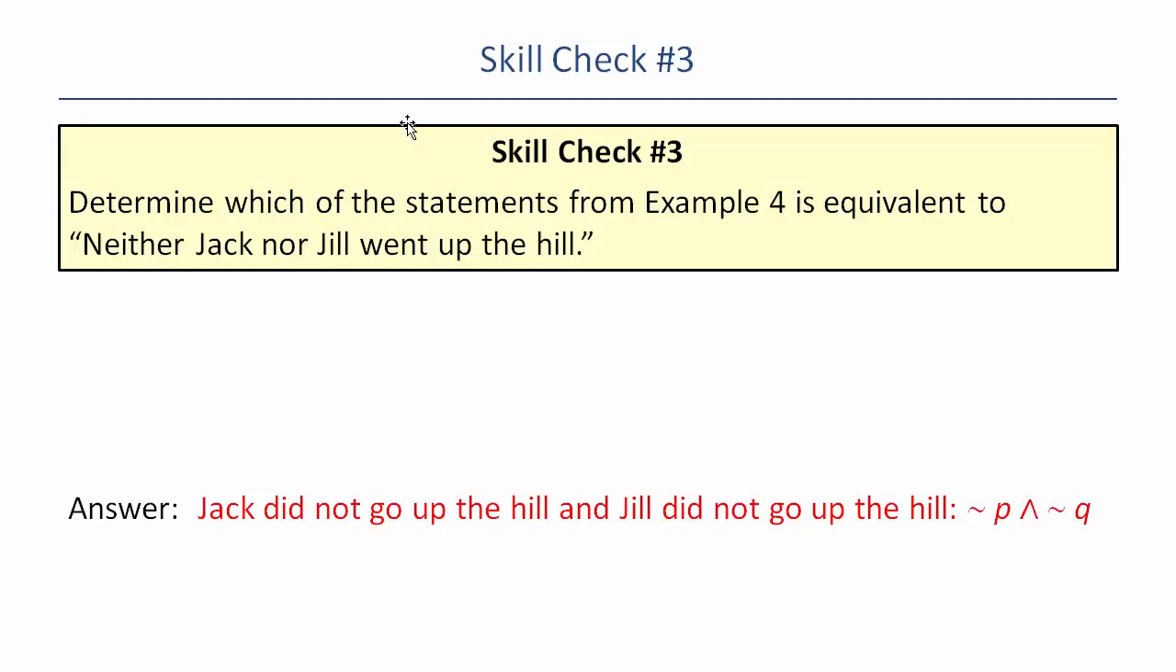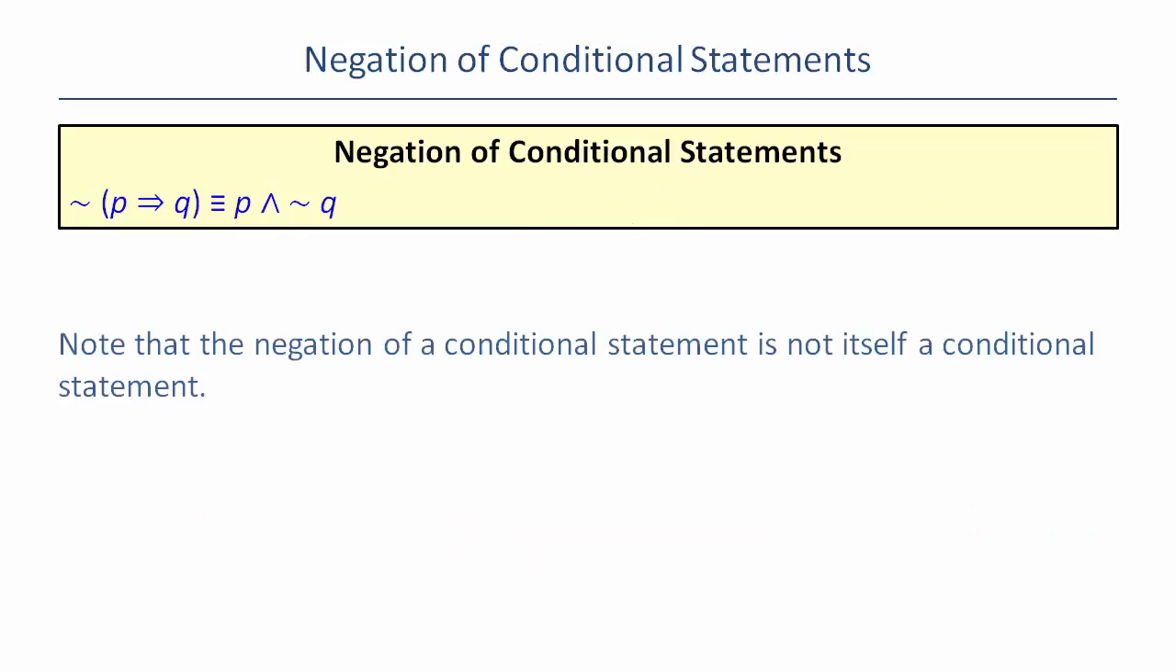How about this? Determine which of the statements from example 4 is equivalent to neither Jack nor Jill went up the hill. Pause it, see if you can figure it out. All right, did you figure it out, it was this one? Good. How about the negation of conditional statements?